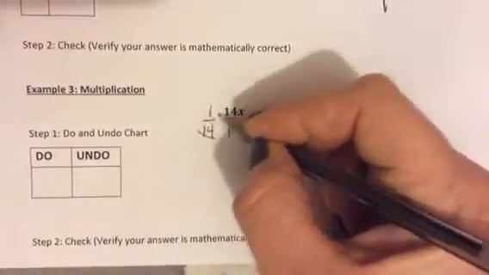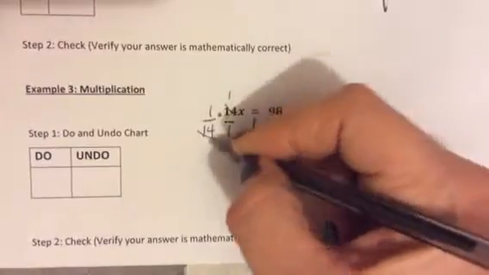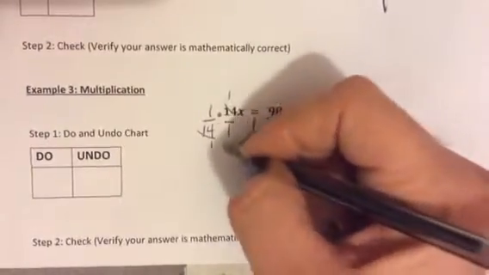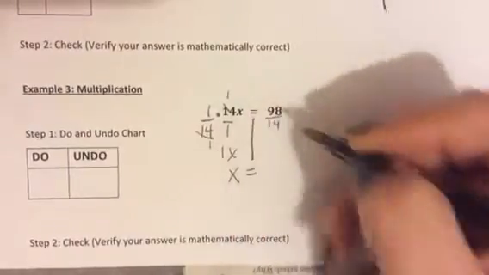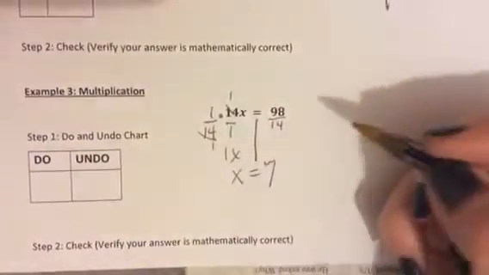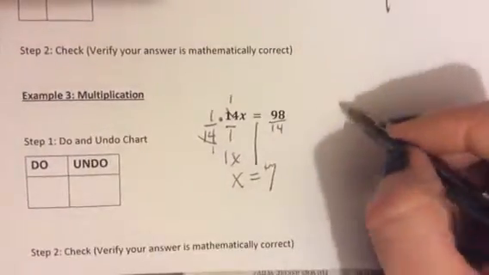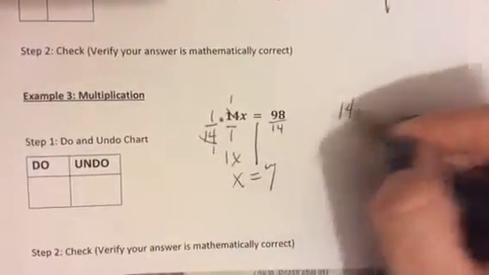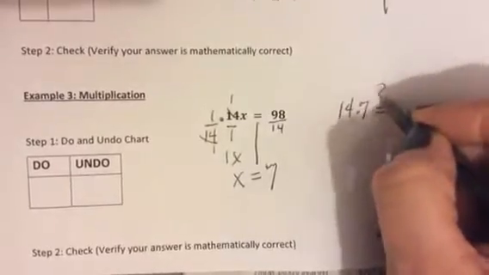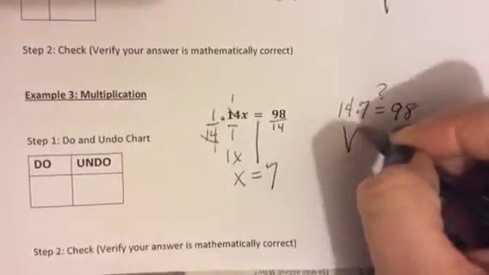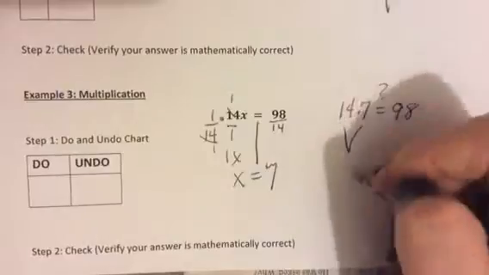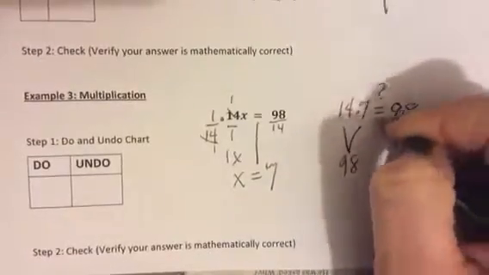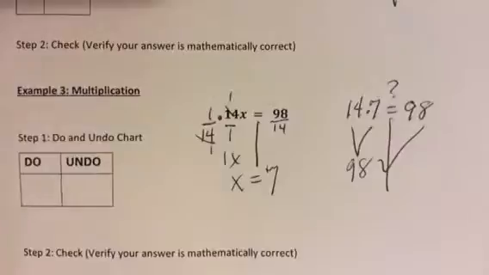And here 14 over 1 times 1 over 14 is going to be 1 over 1, which is 1. And 1 times x is x alone. And over here 98 divided by 14 is 7. And again, when you go to check it, 14 times 7, we think, does that equal 98? If you do your distributive property, 7 times 10 is 70. 7 times 4 is 28. 70 and 28 is 98. So both sides are the same, so it checks.